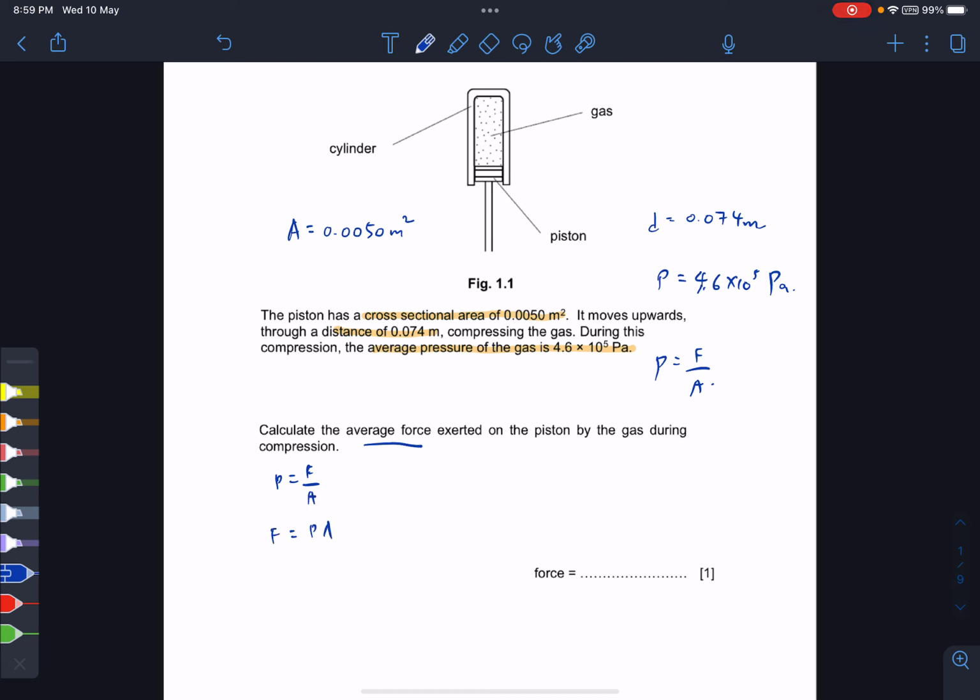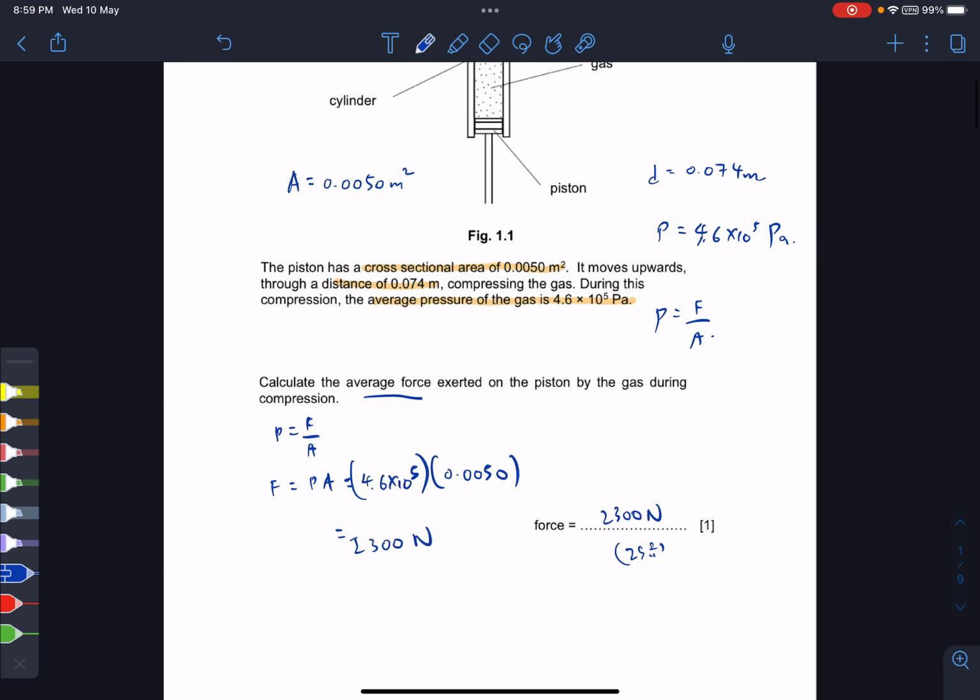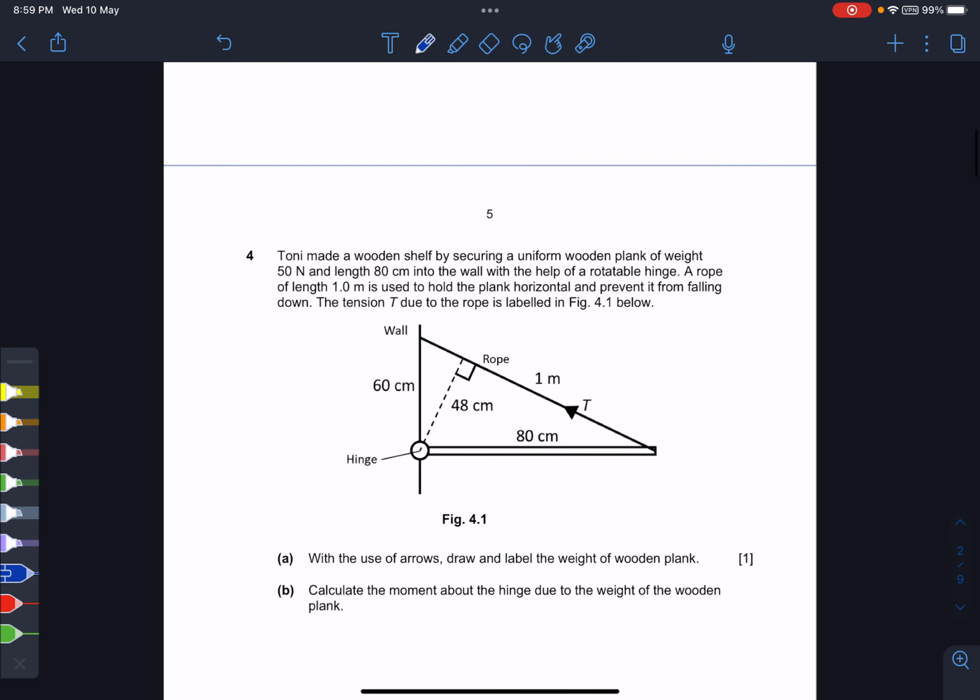So PA. P is 4.6 times 10 power 5 Pascal, which is what the unit is supposed to be, and you have your area, which is 0.0050, which will give you an answer of 2300 Newton. 2300 Newton, 2SF. Yeah, 2SF. Quite straightforward. Yeah, that's done.